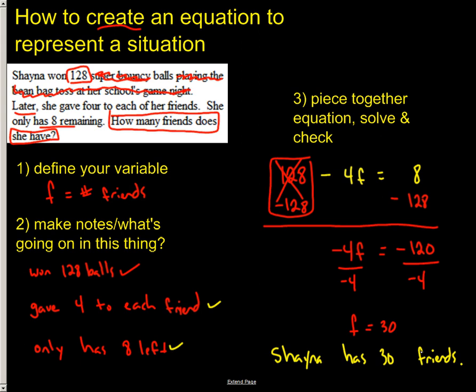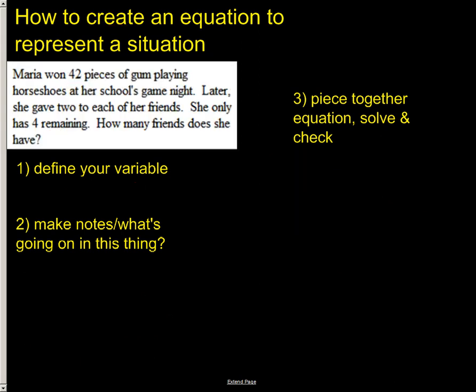It just takes practice. Let's go through and look at another one. Okay, so first thing, we need to read the problem. Maria won 42 pieces of gum playing horseshoes at her school's game night. Later, she gave two to each of her friends. She only has four remaining. How many friends does she have? So what's it asking for? They want to know how many friends Maria has. So let's define our variable. They want to know the number of friends, so let's just use F. That way it'll help us remember that the variable stands for the number of friends that Maria has.